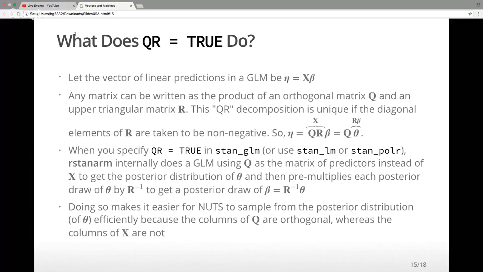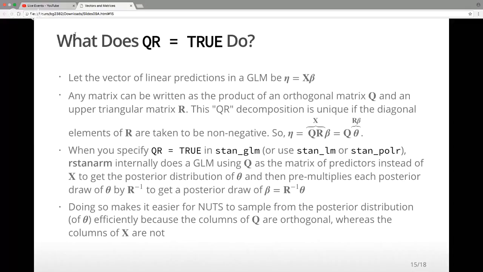There tend to be no divergences. It converges quickly. You get a high effective sample size. All these good things, and then you multiply it by R inverse internally to get posterior draws of beta, which are the coefficients on X, and it looks to the user like you were getting the posterior distribution of beta directly all along. But really, you were doing it with a transformation and an untransformation internally to enhance the sampling efficiency of the MCMC algorithm in Stan.